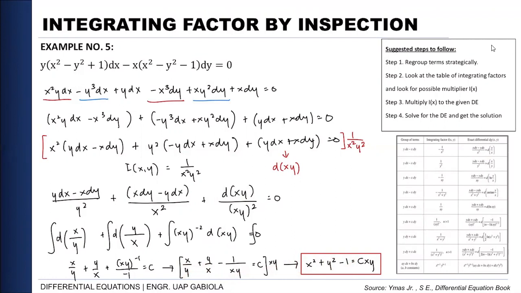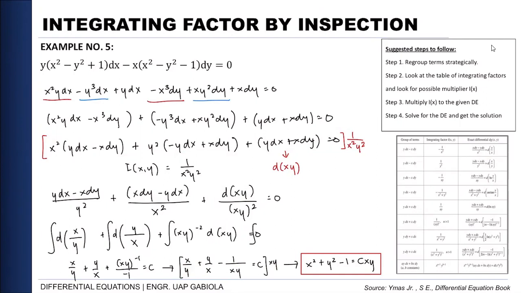it really depends on the judgment of the solver how you can solve it by inspection. Okay, but we have already discussed previous methods like the linear equation and the Bernoulli equation to arrive at the solution when you don't want to do it by inspection.